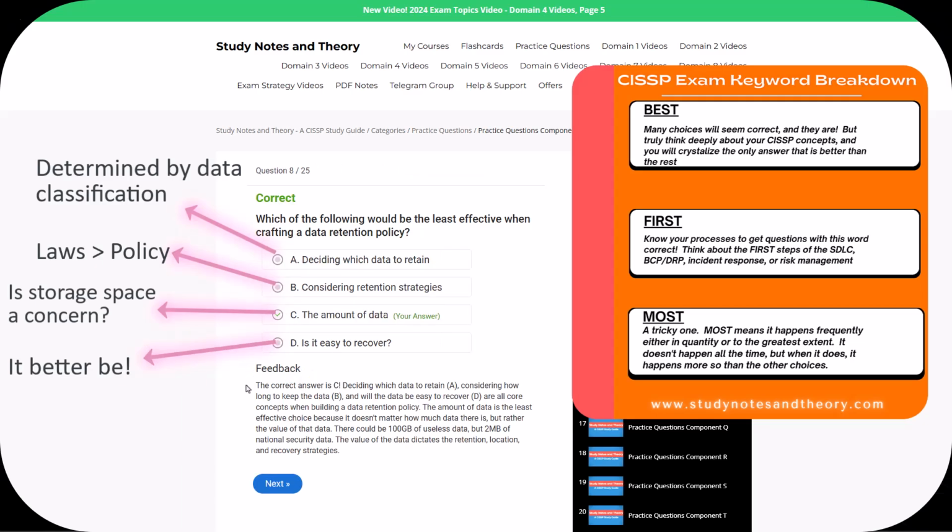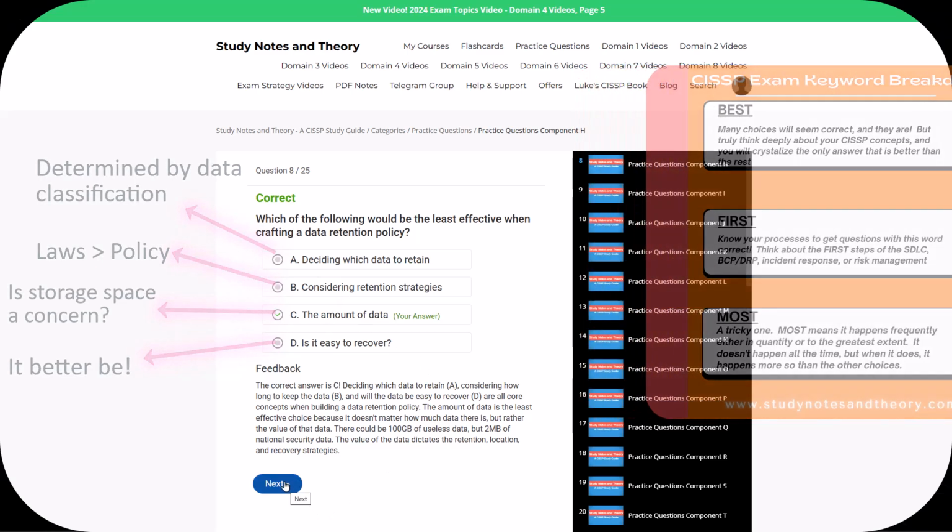Yeah, okay, I was right. The correct answer is C. Deciding which data to retain is the right approach. There could be 100 gigs of useless data, but 2 megabytes of national security data. The value of the data dictates the retention, location, and recovery strategies. Okay, choice C is the right answer. The amount of data is the least effective when crafting a data retention policy. Let's look at the next one.